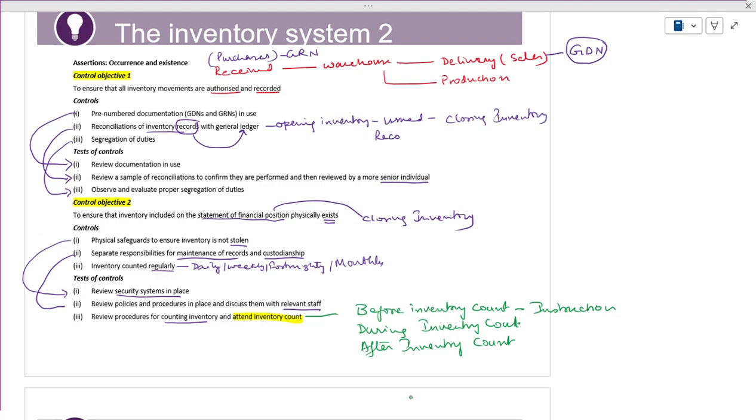You are having multiple products. Okay, you have multiple products. You have to attend at least one product, how they are doing. What is the process, how you are doing the inventory count? Is it okay? Yeah. Fine.